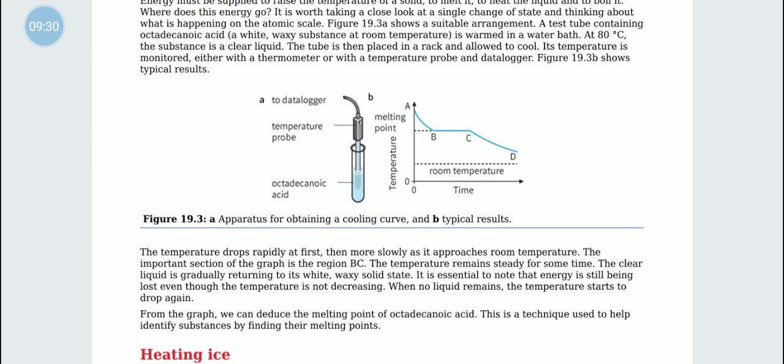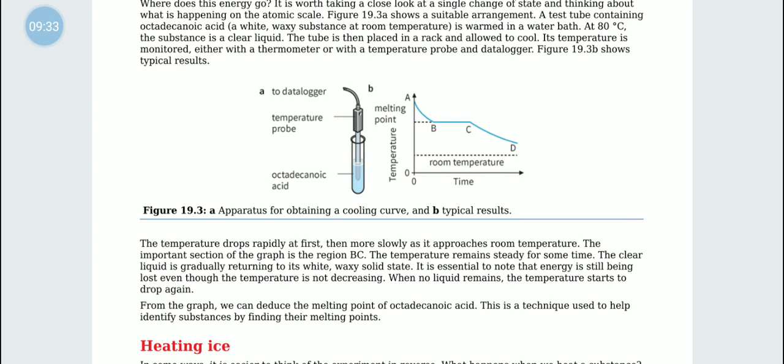So here they say the temperature drops rapidly at first, then more slowly as it approaches room temperature. The important section of the graph is the region BC. The temperature remains steady for some time. The clear liquid is gradually returning to its white waxy solid state. It is essential to note that energy is still being lost even though the temperature is not decreasing. When no liquid remains, the temperature starts to drop again.